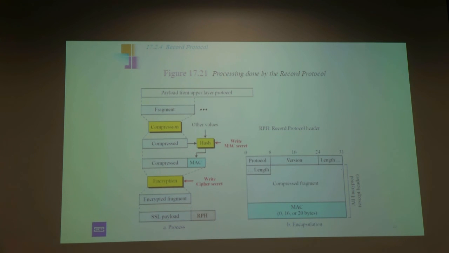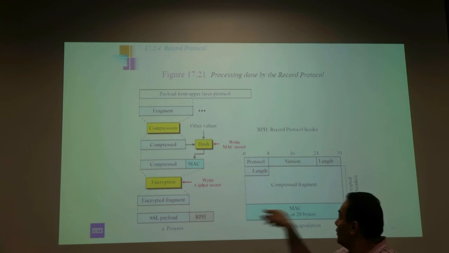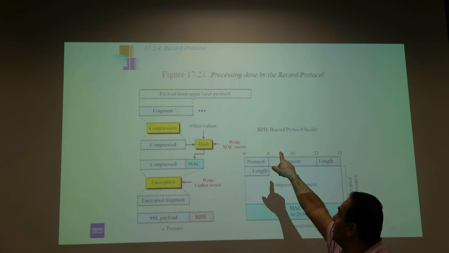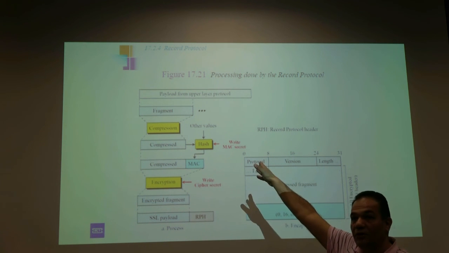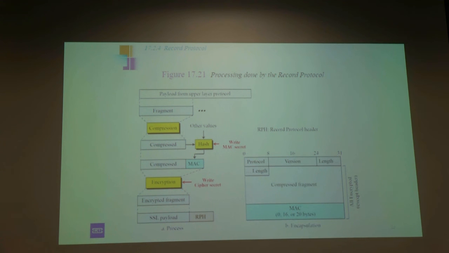So we start at the record protocol, right? The record protocol carries messages from 4 places: from the handshake protocol, from the alert protocol, from the change cipher spec, and from the application layer. So it collects them. When you take the payload from the upper layer protocol, it will fragment it first. It has to create equal fragments.